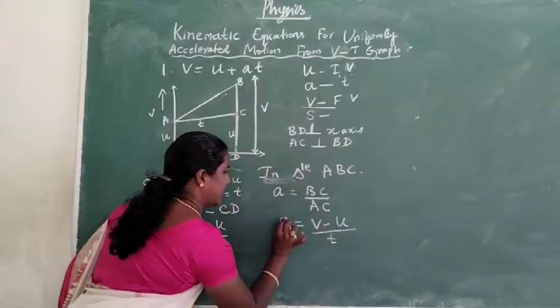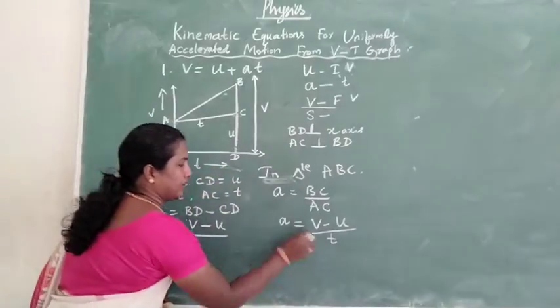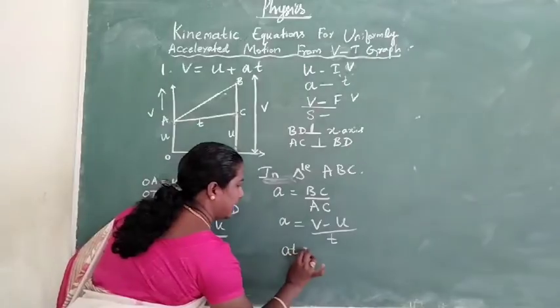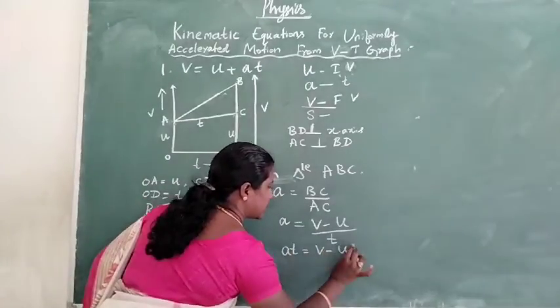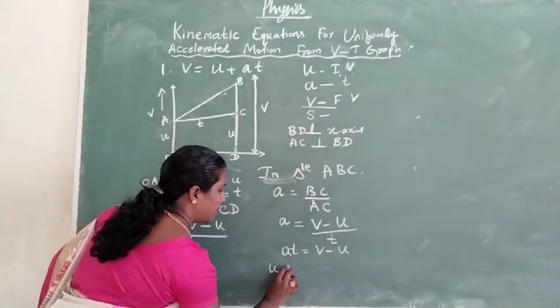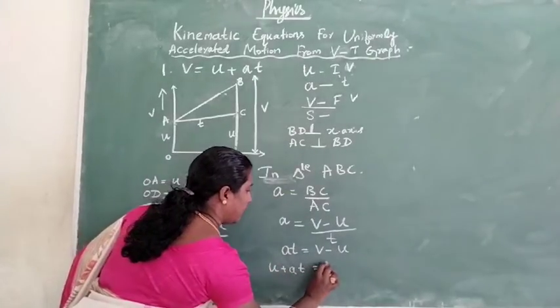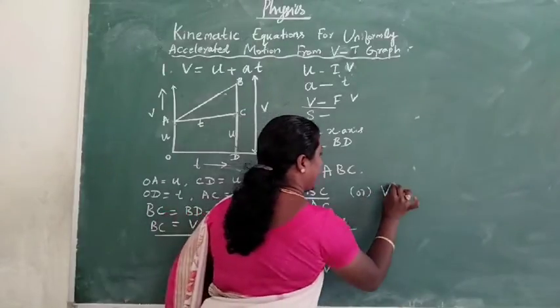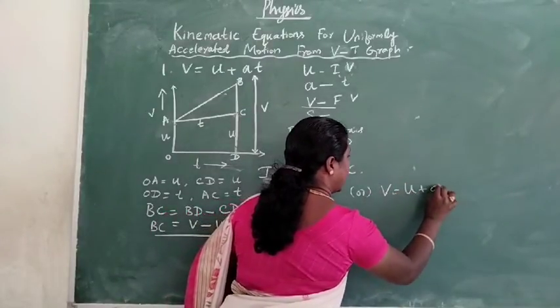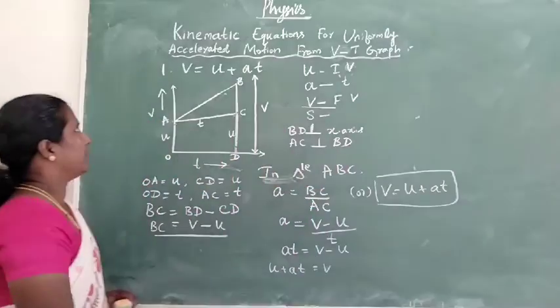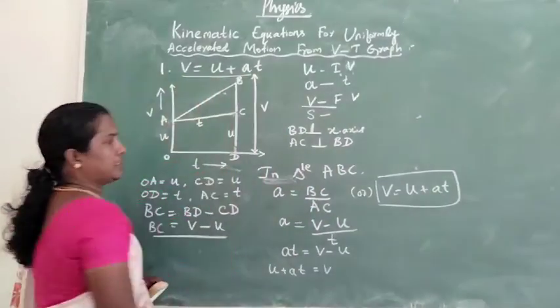In LHS we have A. If we do cross multiplication, AT is equal to V minus U. This minus U can be taken to this side. U plus AT equals V. I can write V equals U plus AT. So the first equation of motion can be derived, which is V is equal to U plus AT.